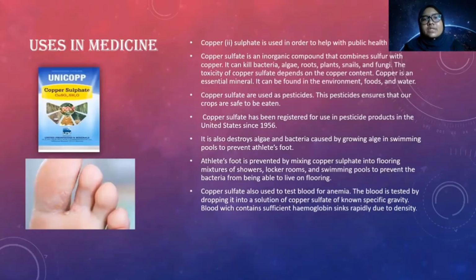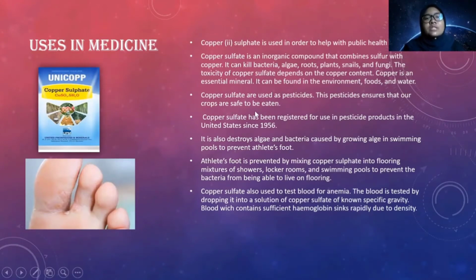Copper(II) sulfate is used in order to help with public health and safety. Copper sulfate is an inorganic compound that combines sulfur with copper. It can kill bacteria, algae, roots, plants, snails, and fungi. The toxicity of copper sulfate depends on the copper content. Copper is an essential mineral. It can be found in the environment, foods, and water.